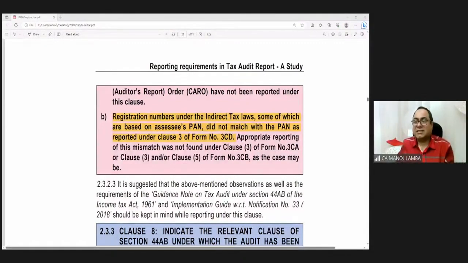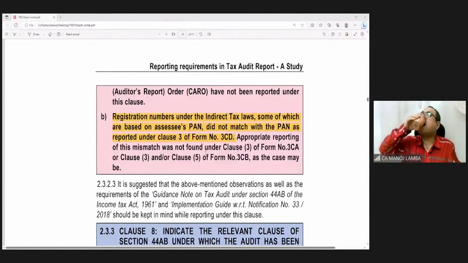Many of the indirect tax registrations are PAN based, so all tax auditors are requested to ensure that the registration number under the indirect tax law and the PAN mentioned in Form 3CB or 3CD, for whom you are issuing a tax audit report, must be the same. But if there is a mismatch, there must be a reason behind that, and appropriate reporting of the mismatch was not found. If there is a mismatch due to some genuine reason, and you raise a query and the assessee replies satisfactorily, then you make an appropriate disclosure in your report in Form 3CA, clause 3, and Form 3CB, clause 1. Your karma kshetra is there only.